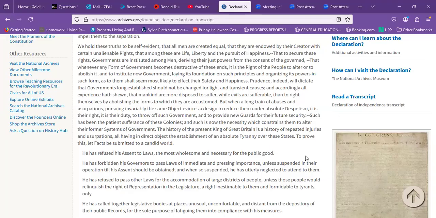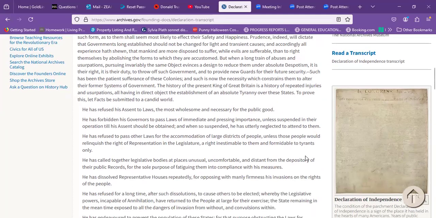Such has been the patient sufferance of these colonies, and such is now the necessity which constrains them to alter their former systems of government. The history of the present King of Great Britain is a history of repeated injuries and usurpations. I told you that word would keep coming up, all having in direct object the establishment of an absolute tyranny over these states. That seems like another word that might be important to talk about. To prove this, let facts be submitted to a candid world.